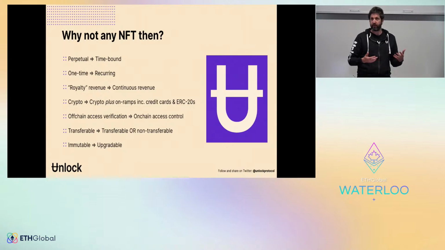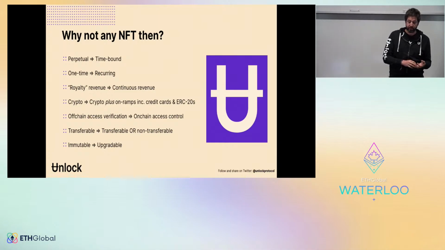You can also easily verify off-chain the validity of a membership, maybe even in the form of a QR code, and we'll come back to this in a couple of minutes. But you can also do on-chain access control by verifying from other smart contracts that a given membership is still valid. Obviously, if you thought about NFTs, you probably think transferable.